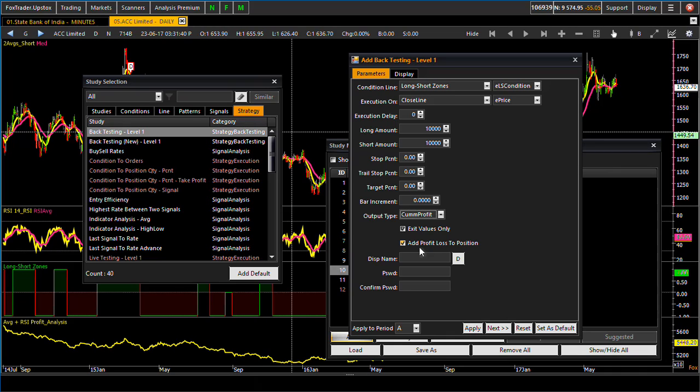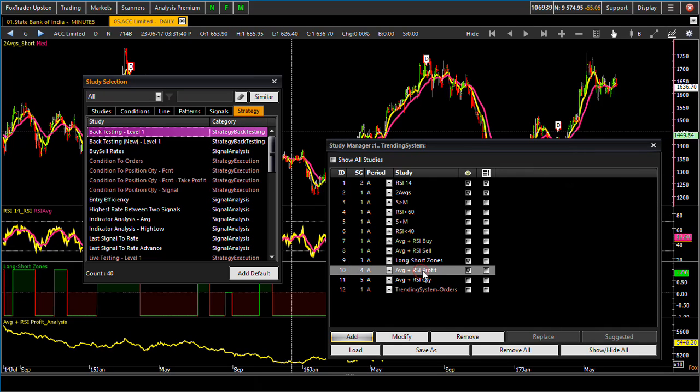Okay, so I have this one method as add profit loss to the position size. What is the benefit of add profit loss to the position size? I will explain you a little later. So let me uncheck this option, and you can name this as anything. Over here I have named it as average plus RSI profit, right?